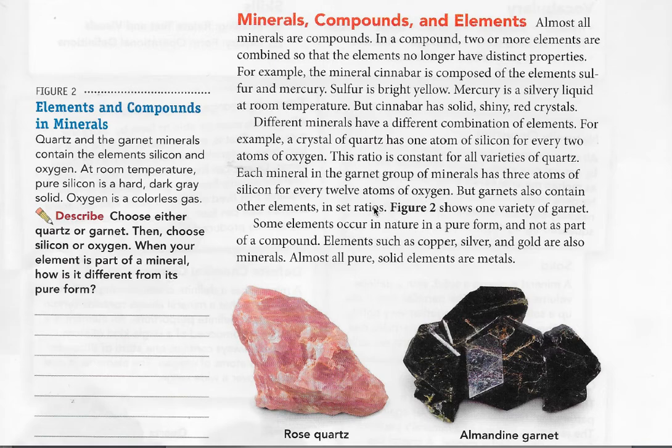Some elements occur in nature in pure form and not a part of a compound. Here's your next thing in notes here. Elements such as copper, silver, and gold are also minerals. Almost all pure solid elements are metals. This was in your notes there.